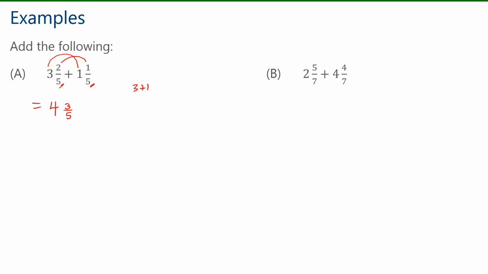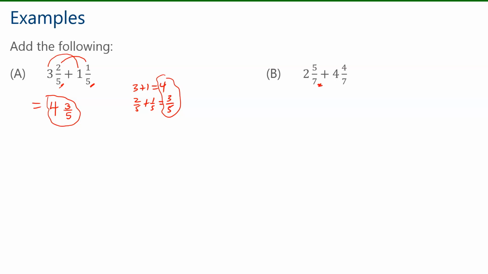So just on the side here, if you need to see it, 3 plus 1 is 4. 2/5 plus 1/5 equals 3/5. Combine it, and you get 4 3/5. The 3/5 cannot reduce, so that would be simplest form. In B, we have 2 5/7 plus 4 4/7.